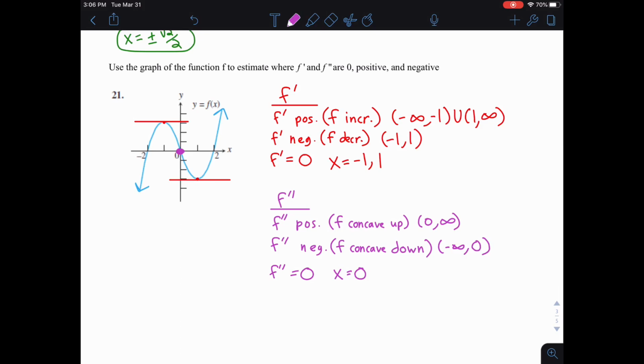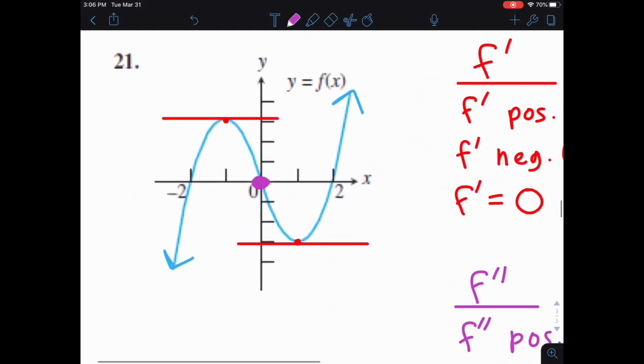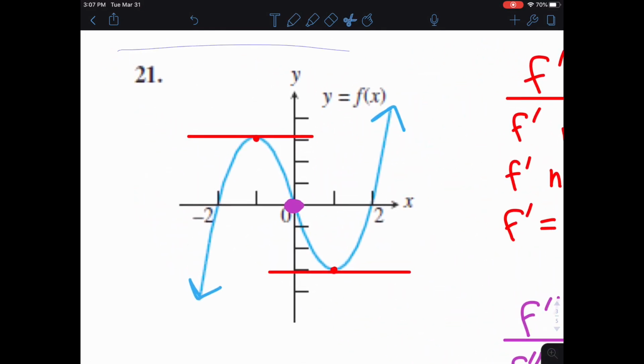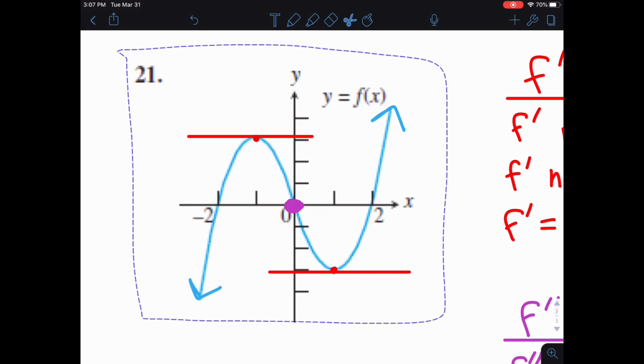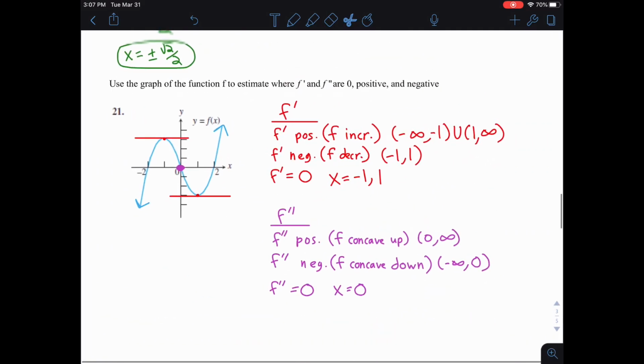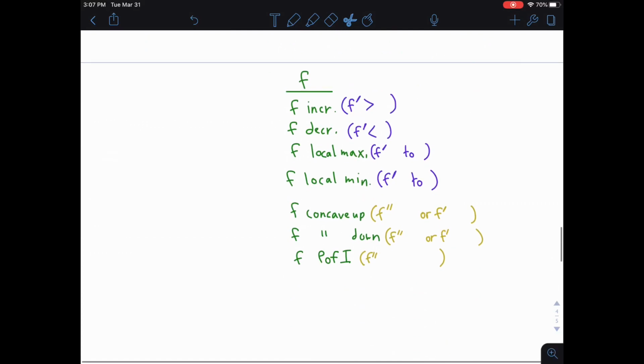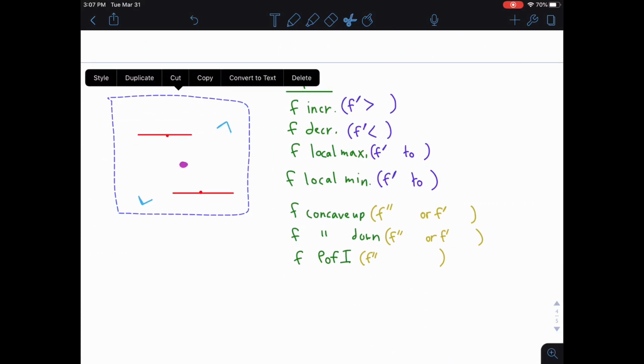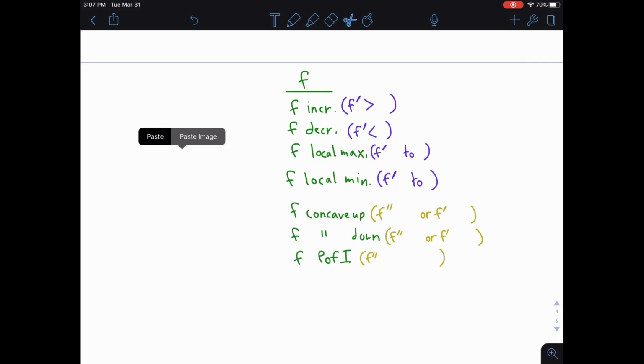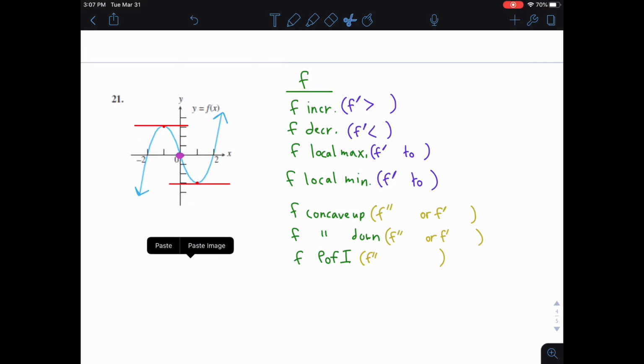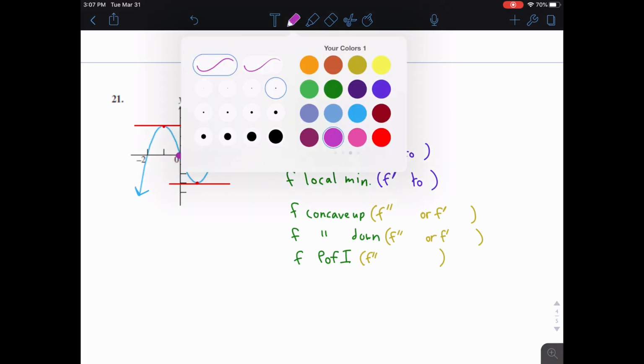But a slightly trickier question is, what if the graph I give you is not of f, but of, let's say, its derivative, f prime? So here's what I'm going to do. I'm going to take this same graph, and I'm going to copy, and I'm going to come down here to this blank page, and I already have some questions set up here. Paste image. Here we go. Okay, now we're going to change things up here a little bit.